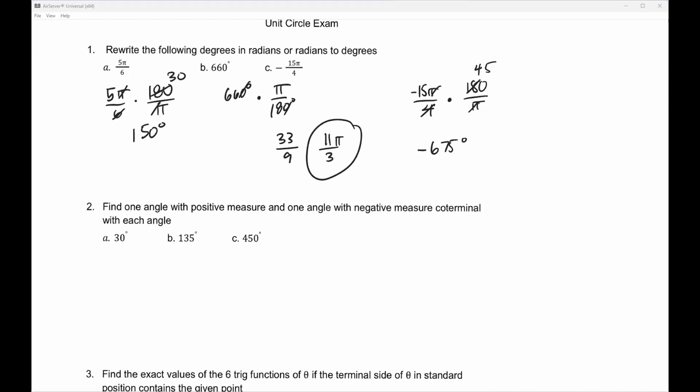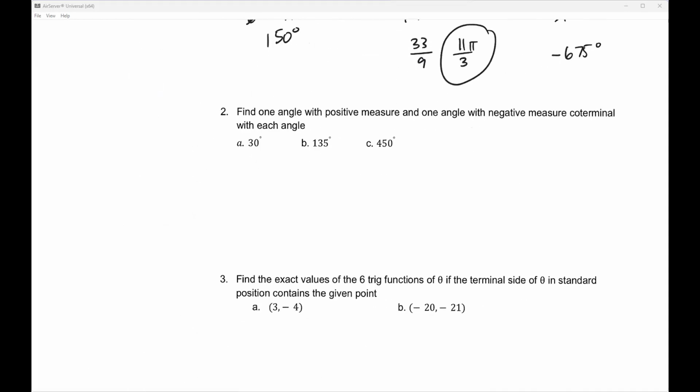You could do that. That's fine too, because remember it's going around just one more time. The 11 pi over 3 is going over one more time. So if you put 5 pi over 3, that's fine too. Any questions, or just show me that you know how to convert this. Okay, so number 2 is find one angle with positive measures.